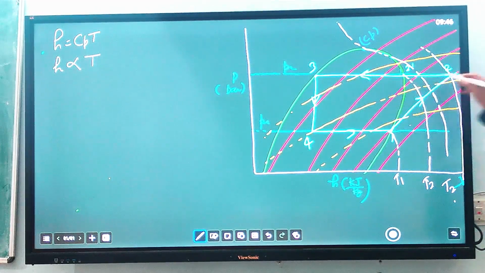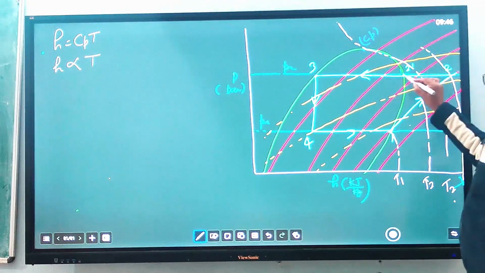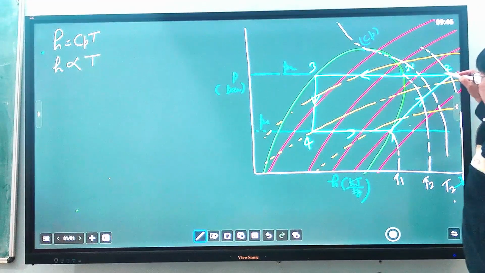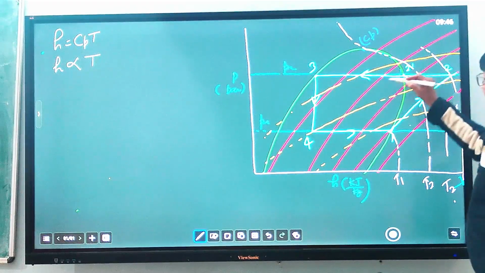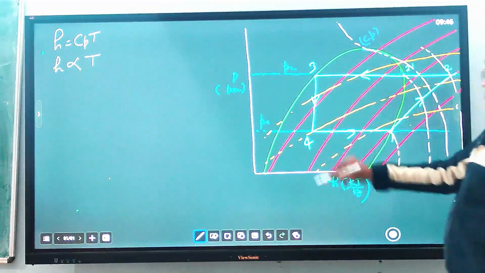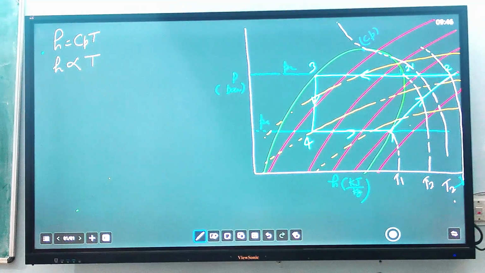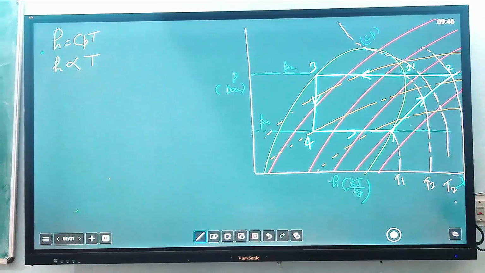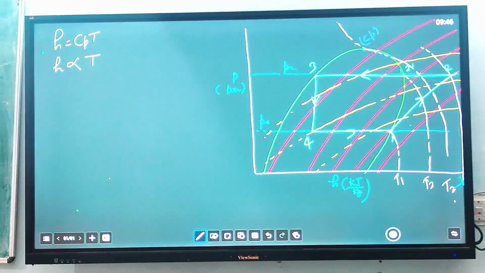Here temperature is constant, because temperature remains constant from 2 dash to 3, but from 2 to 2 dash the temperature is decreasing, then temperature remains constant. At constant temperature and pressure, condensation will take place and heat will be removed. From 3 to 4, it is an isenthalpic expansion process in the expansion valve.